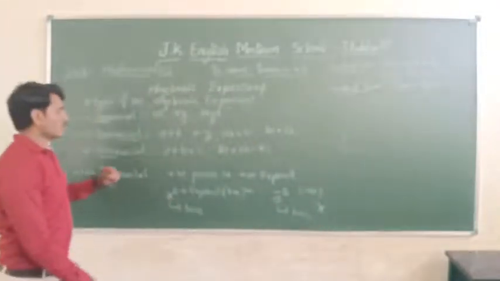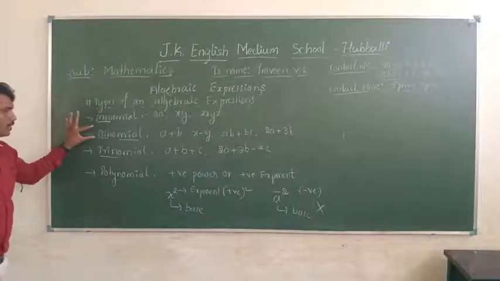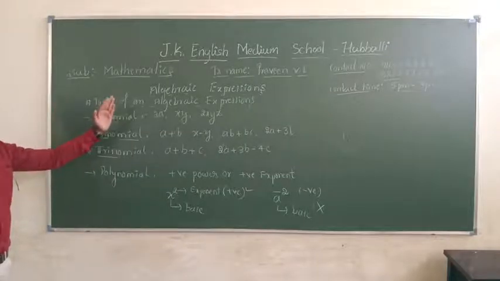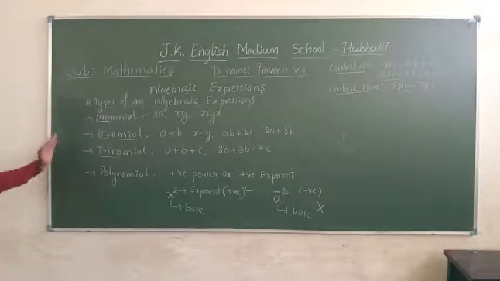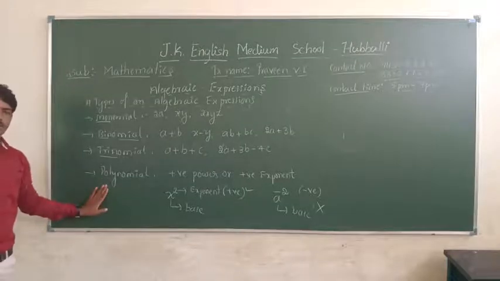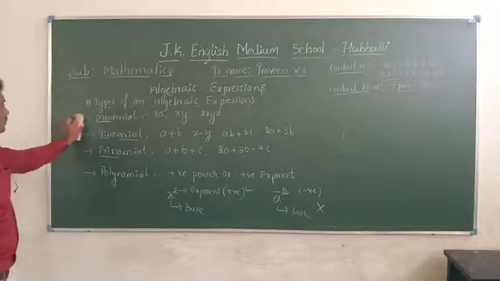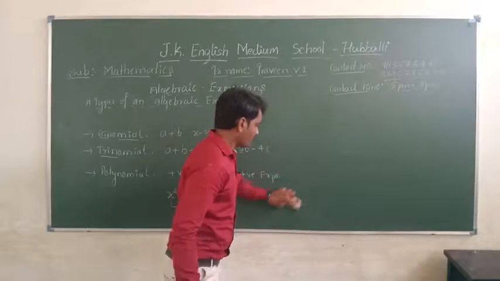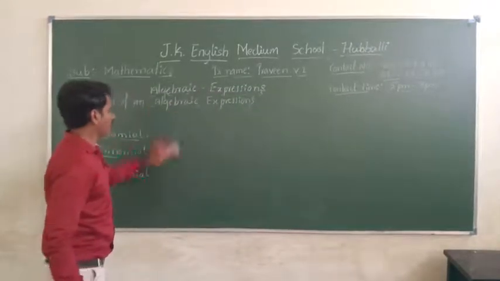Clear? So first one, types of algebraic expressions: monomial, binomial, trinomial and polynomial. Monomial, single term; binomial, two terms; trinomial, three terms. The group of monomial, binomial and trinomial are called polynomial. Is it clear? Okay. Let us go to one more point, that is like terms and unlike terms.